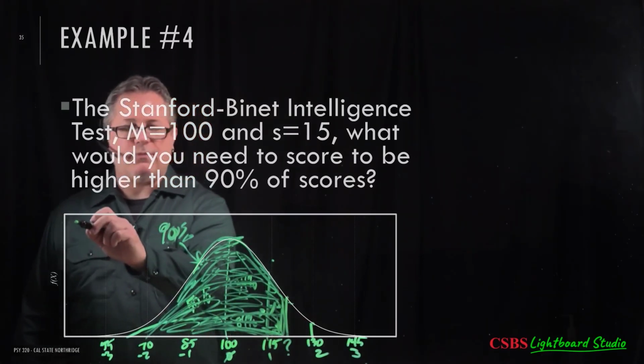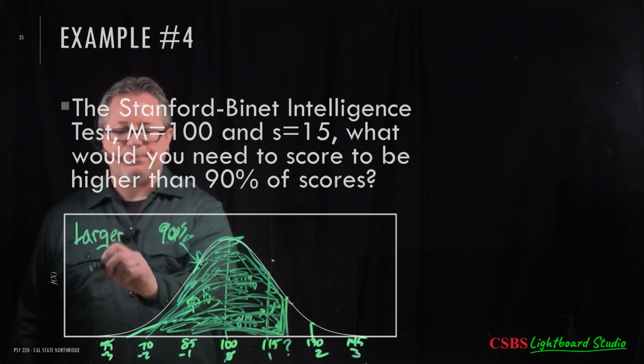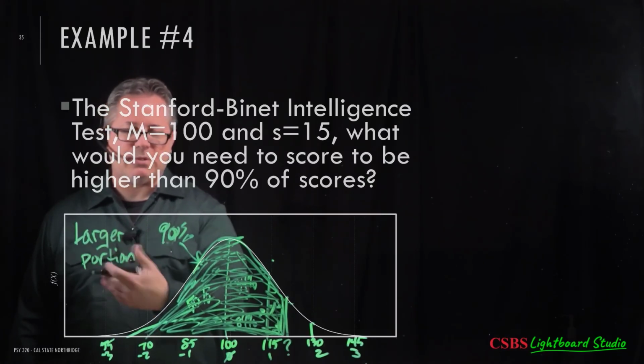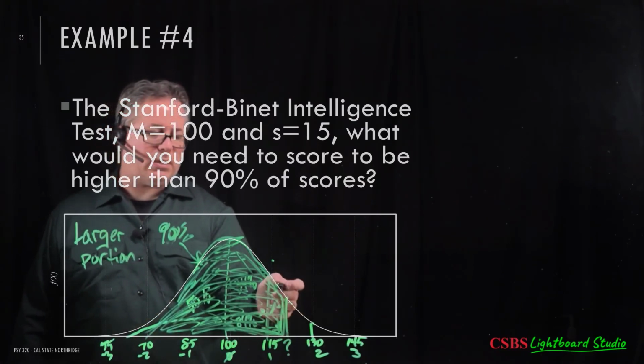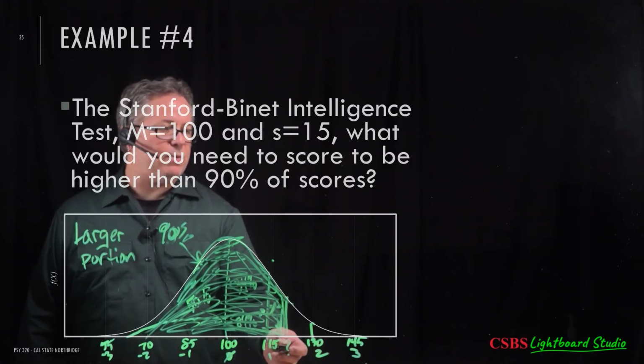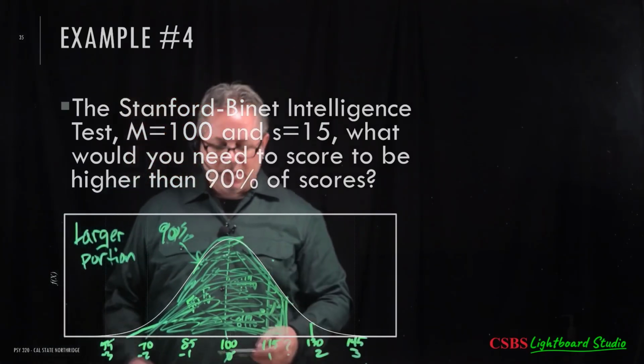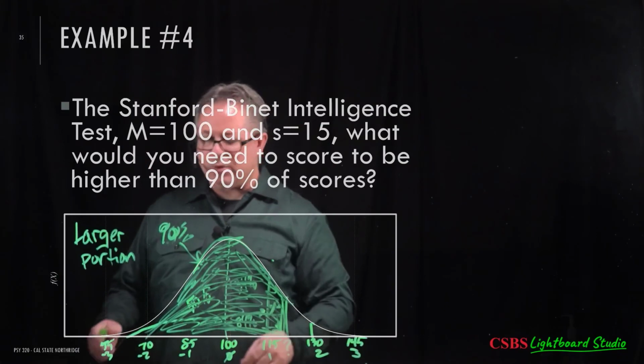So I don't know what it is yet, but I want it to be 90%. That means I'm looking for a value in the Z table that is the larger portion. And obviously, 90% is a larger portion. I don't know what number it is, but I know it's got to be somewhere between 115 and 130, because if I go to 115, it's only 84%, and 130 gets me to 98%, so it's got to be somewhere in between. So this is sort of a guess of what the area would look like.